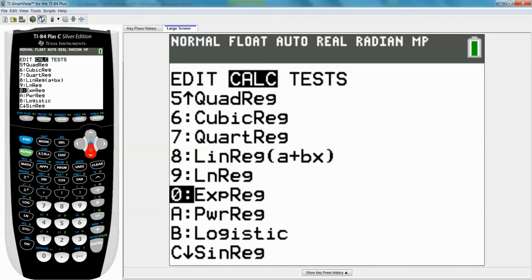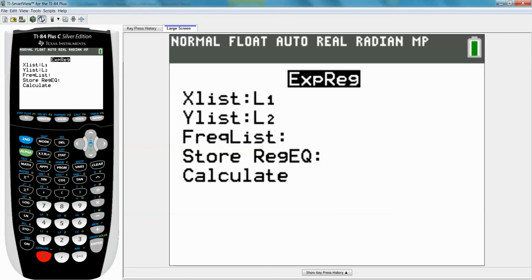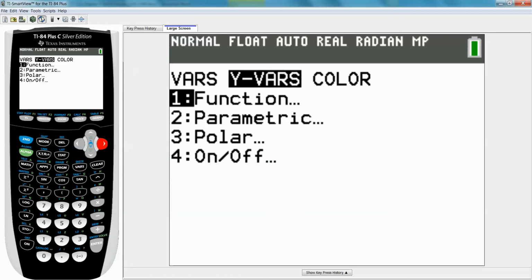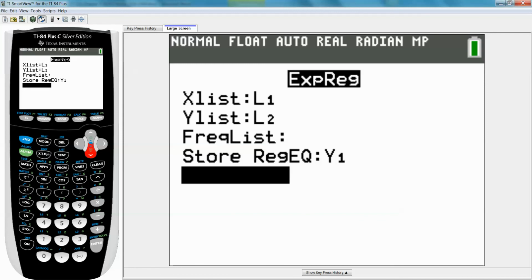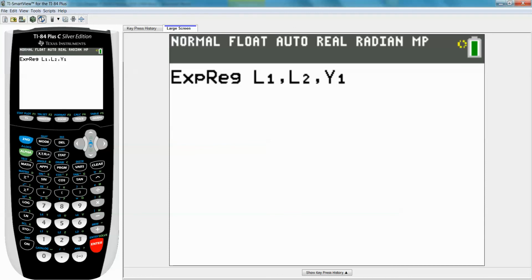Okay, so I'm going to grab 0. It's asking me where's my x data, which is in L1. My y data is in L2. Great. Don't worry about frequency list. We don't work with that in this course. If you have any desire to store your equation, you can hit variables, y variables, 1, 1. And again, you do not have to. If you want to store your equation, knock yourself out, but it is not required. And then go down to calculate and press enter.